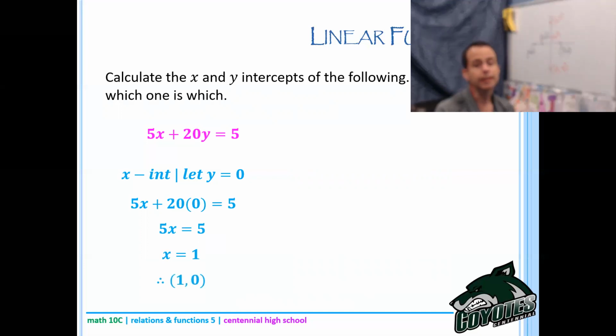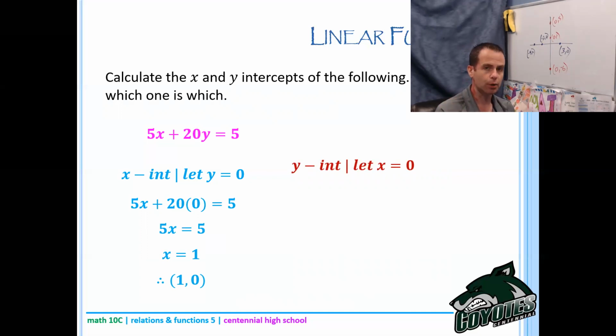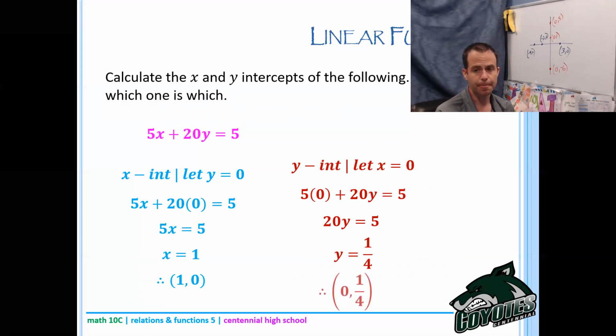And then to get the y-intercept, I do the same thing, but I let x equal 0. Remember, it's always the other guy equals 0. So 5 times 0 is 0. That leaves me with 20y equals 5. Divide both sides by 20, and that will give me a quarter. 5 over 20 reduces to 1 over 4. Don't write that as a decimal. Fractions are fine. Fractions are always better than decimals. Okay, so the point there is (0, 1/4).